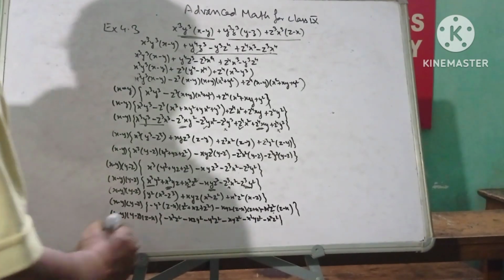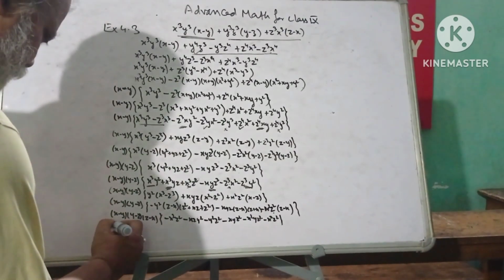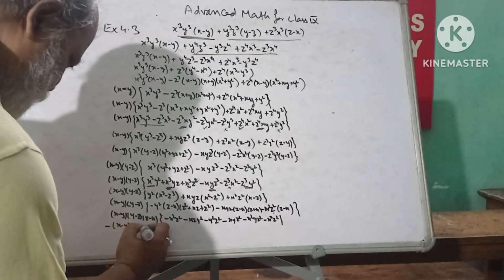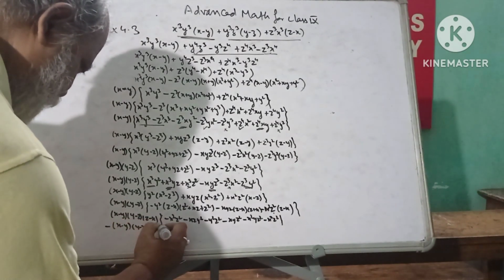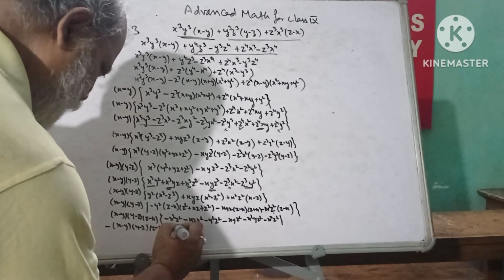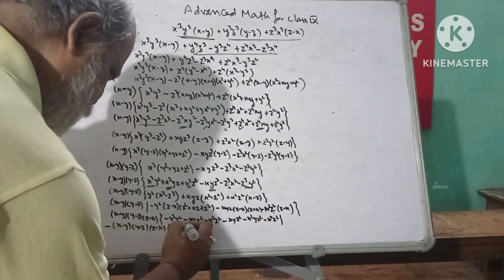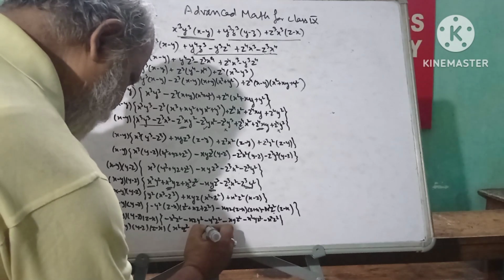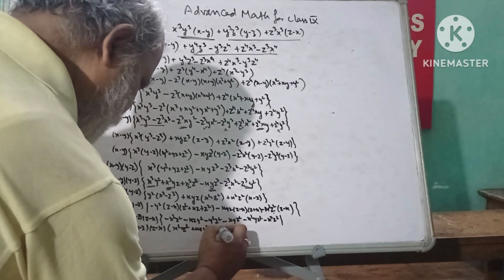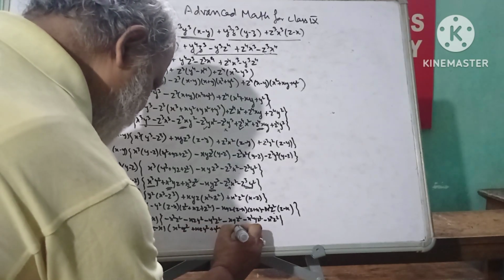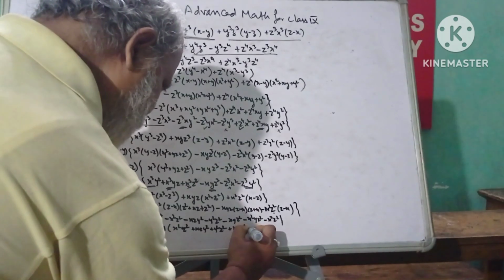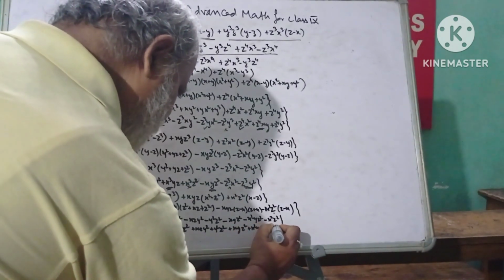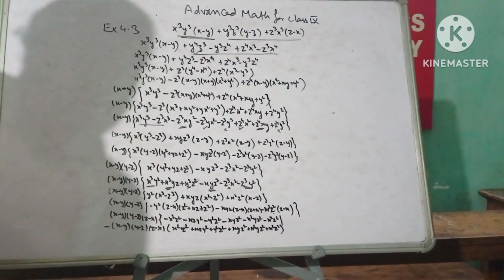So let me take minus common here. If we take minus common, x minus y, y minus z, z minus x. So here this will be x square z square plus x z y square plus y square z square plus x y z square plus x square y z square plus x square z square. This remains here.